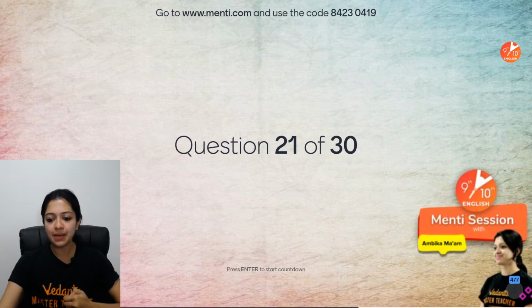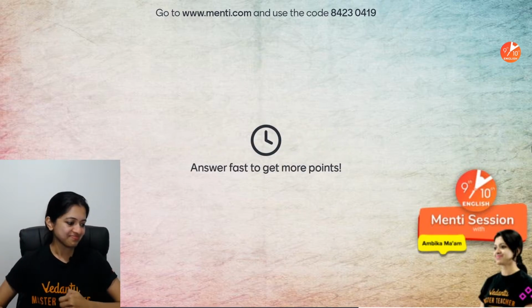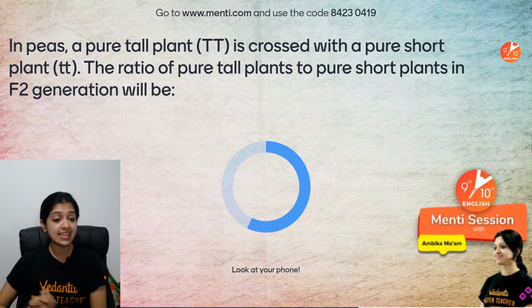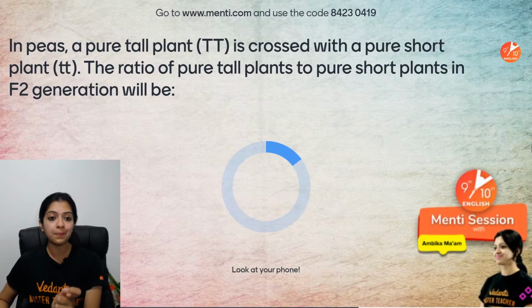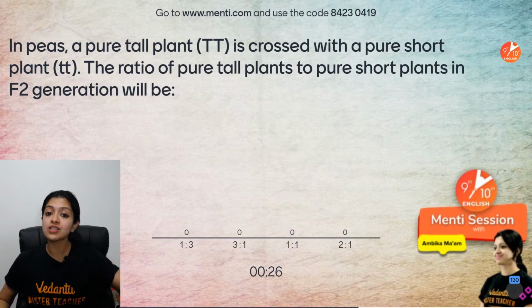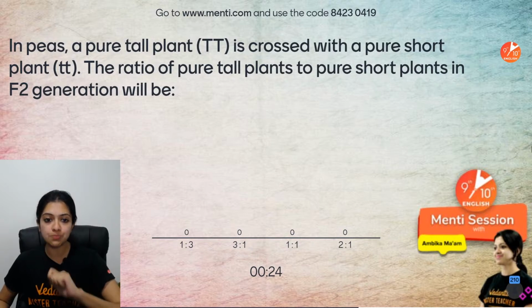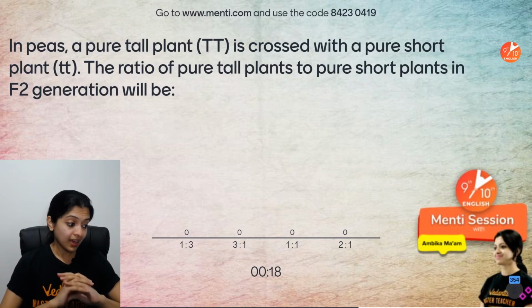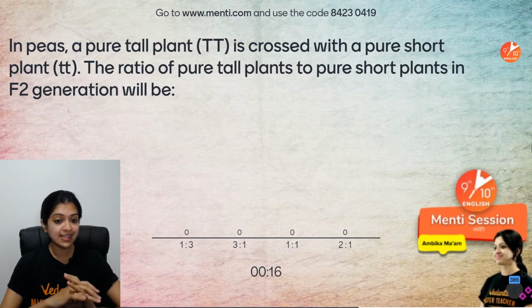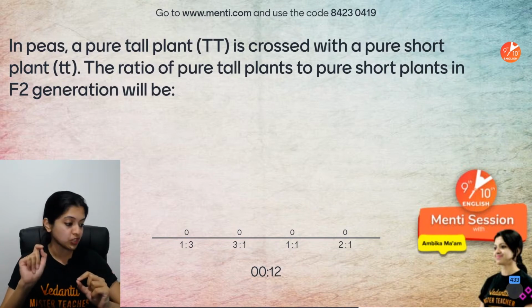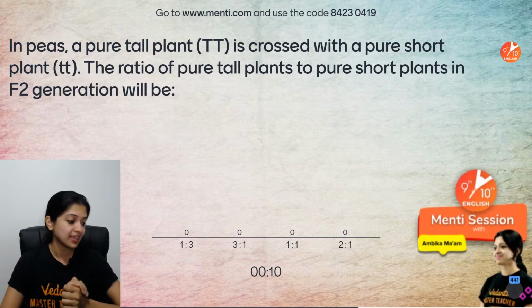Okay. And here comes question number 21. What is that about? Again, heredity. In peas, a pure tall plant is crossed with a pure short plant. The ratio of pure tall plants to pure short plants in the F2 generation will be dash. Tell me the answer. You can easily go wrong with this. So please pay attention very carefully. Look at the words which are used in the question and then give me the answer.